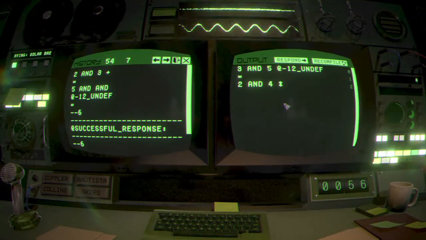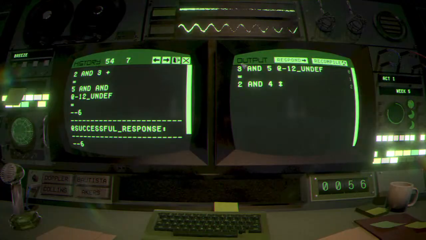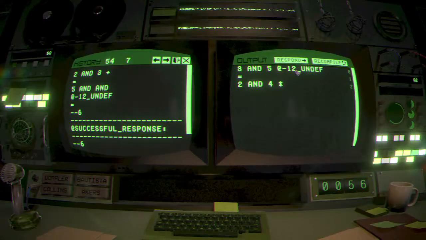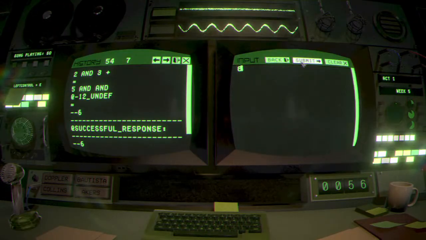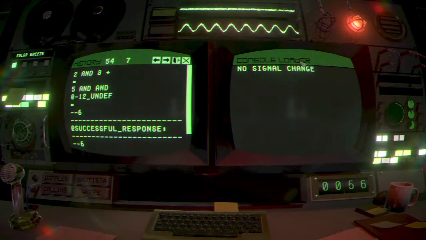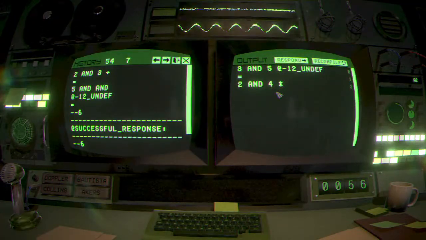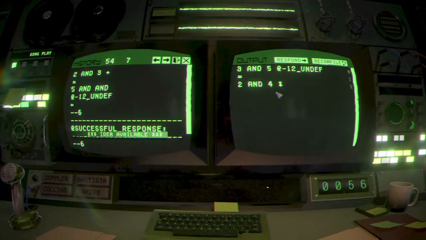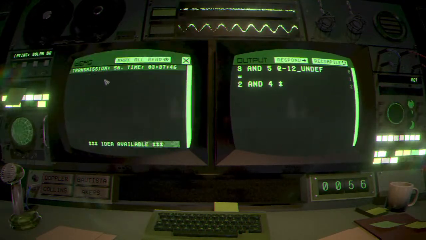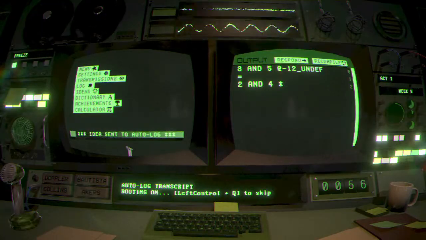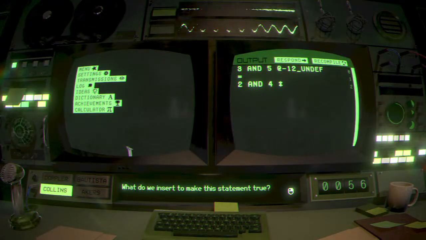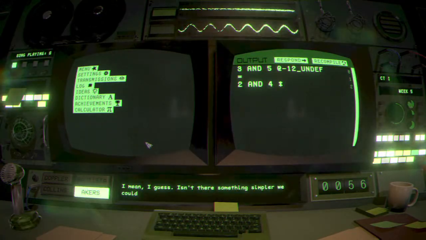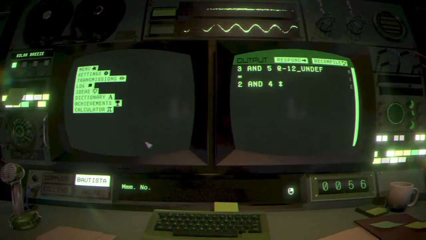Three and 5, 2 and 4, so 8. So now, I mean, it looks like I'm entering 8. No. So 3 and 5 with this symbol that I don't understand still. Oh, alright. What's the idea? What do we insert to make this statement true? Multiply and subtract 7. Yes, isn't there something simpler we could put? No.